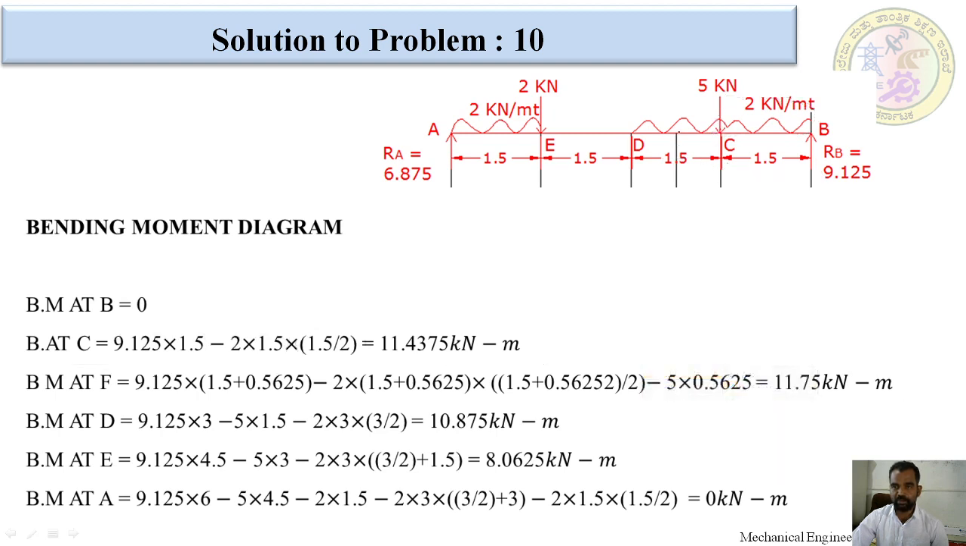After that, I am going to calculate at F. This is the upward force, positive, up to here we have to take. How much is the x value? Here is the x, 0.5625. This is the value: 9.125 into 1.5 plus this value, 0.5625.